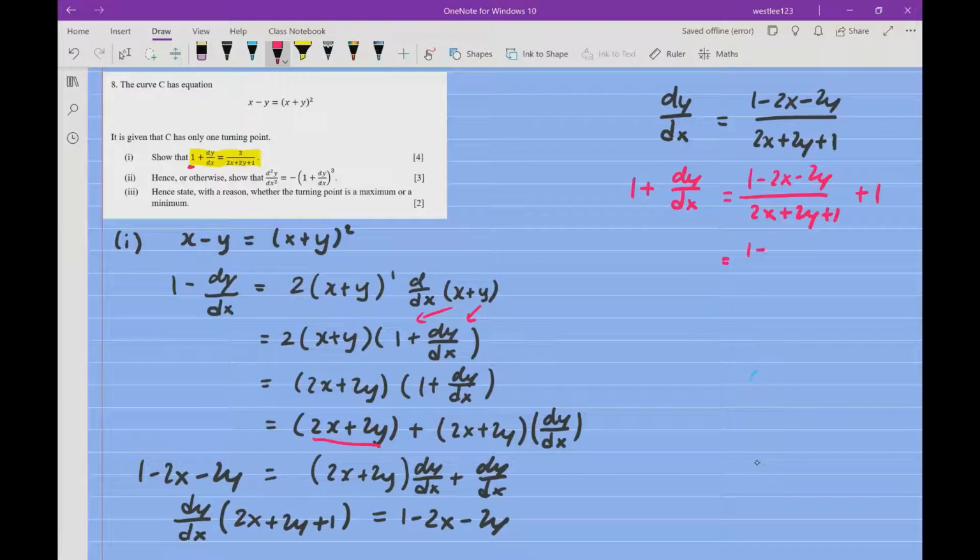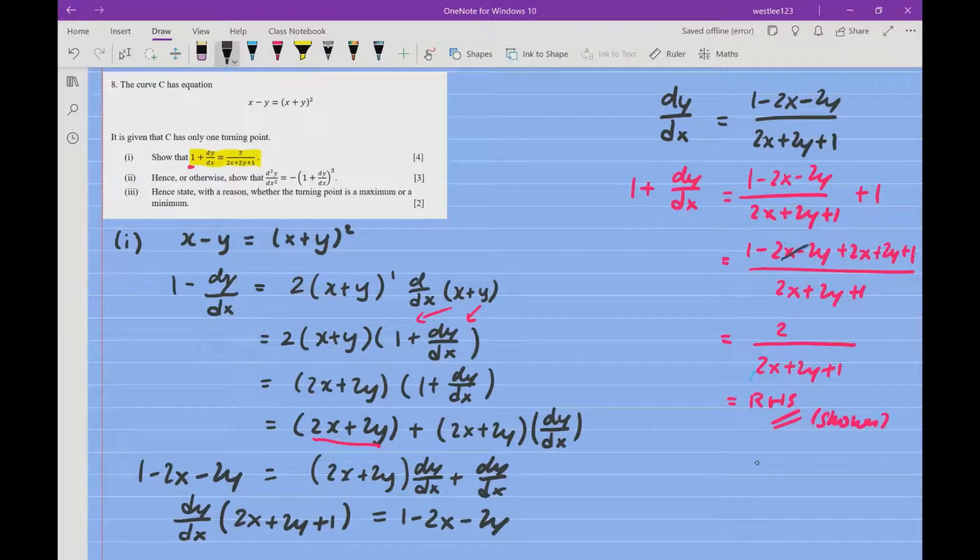And then for the right-hand side, you will be able to see that a lot of the terms actually cancel out. So you are left with 2 over 2x plus 2y plus 1, which equals the right-hand side. Okay, so all these terms actually cancel out each other. This is how we prove part 1. Pretty long. That's why they give us 4 marks for this. So you guys can pause the video to take the working down and to see what's going on, because I will be erasing the steps so that I've got space to do my part 2.